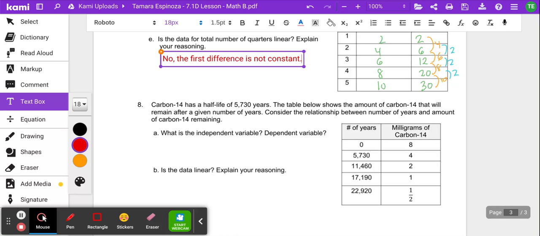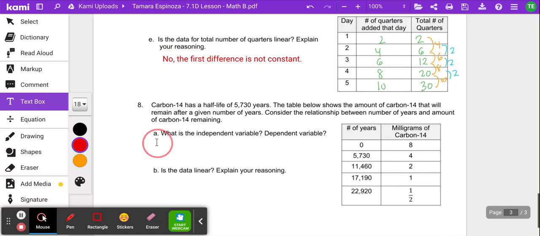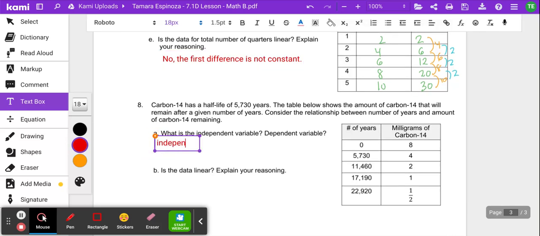Okay, the table below shows the amount of carbon 14 that will remain after a given number of years. Consider a relationship between the number of years and the amount of carbon 14 remaining. So what is independent and what is dependent? Your time, you can't control time. That's your independent. So independent is the years, and dependent is how much carbon 14 is left.